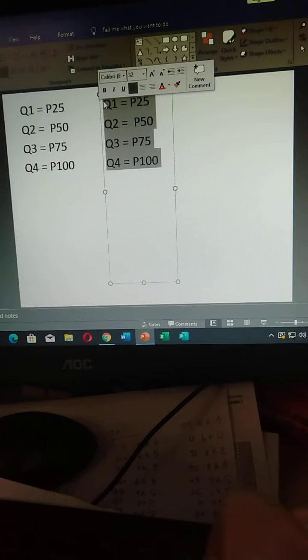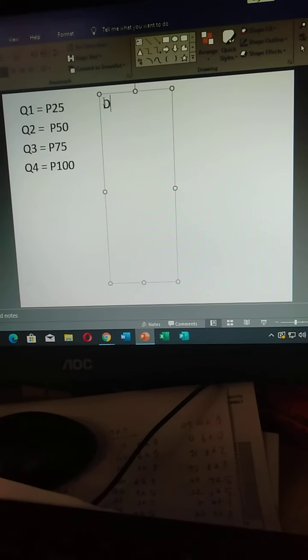Itong formula ni percentile, ang magiging main formula. So, there's decile naman is, bakit kasi 10. It divided into 10 equal parts. So, D1 is P10. Ayan. D2 is equal to P20. D3 is equal to P30. D4 is equal to P40.